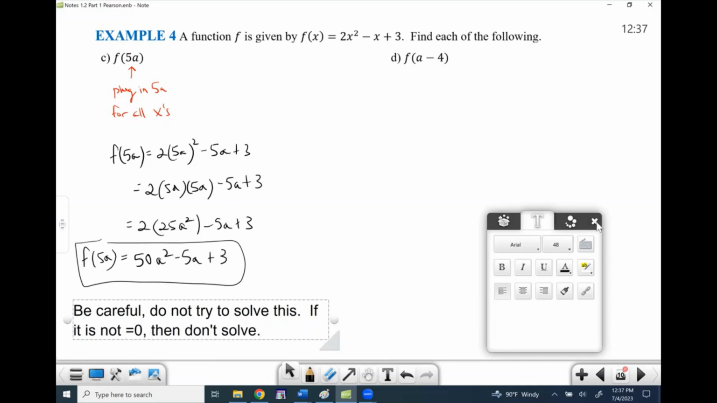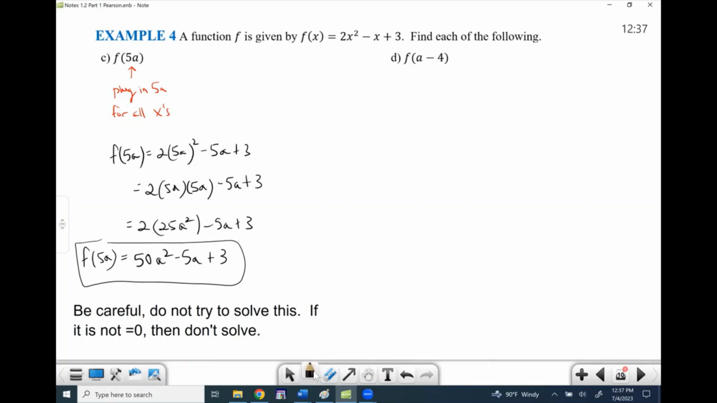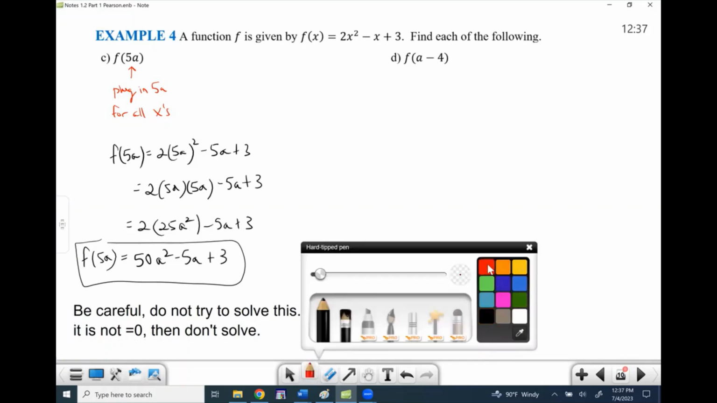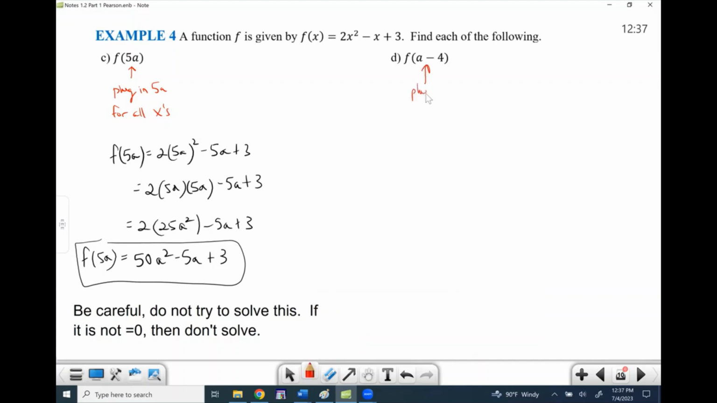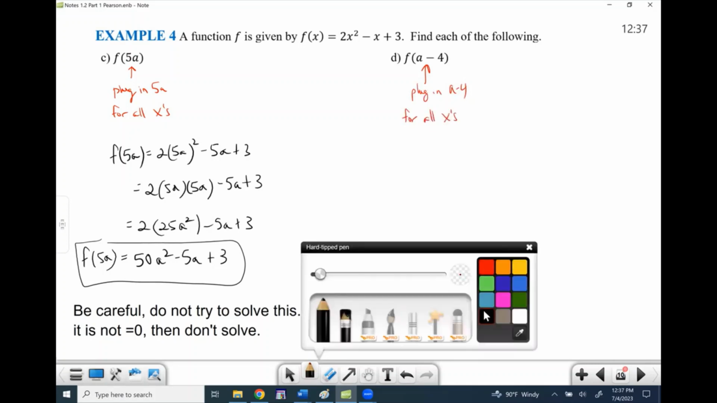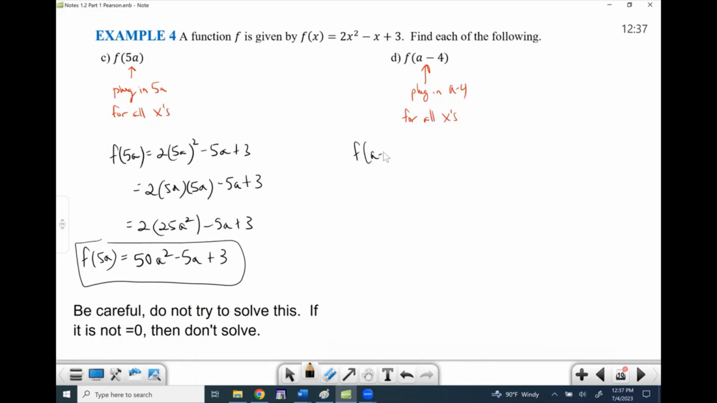Okay. All right. And this one, we're going to substitute in an a minus 4 for all x's. So f of a minus 4 is going to be, make sure you use parentheses here. I didn't on the others because they were a single term. I have to on this one because I have 2 terms. And that's important because the negative is going to distribute to the second one, changing its sign.